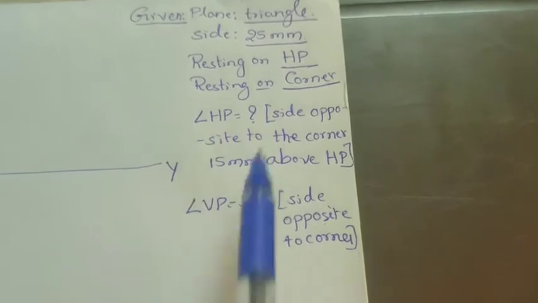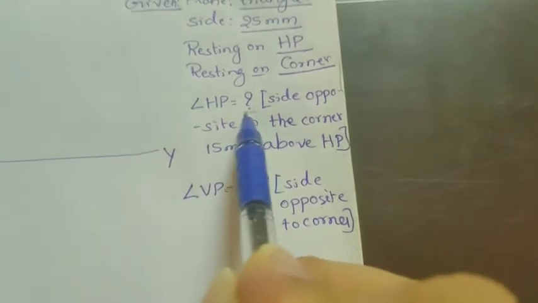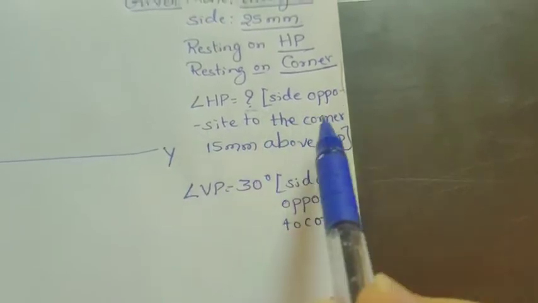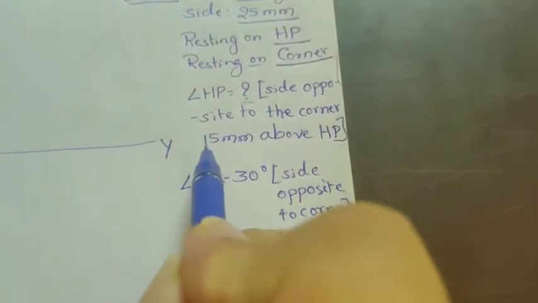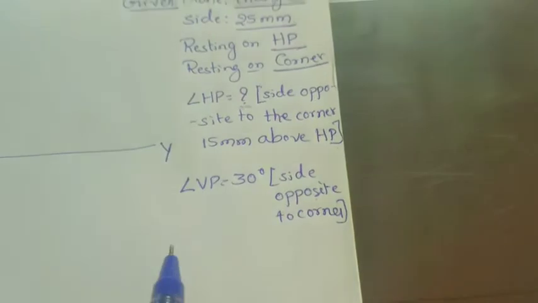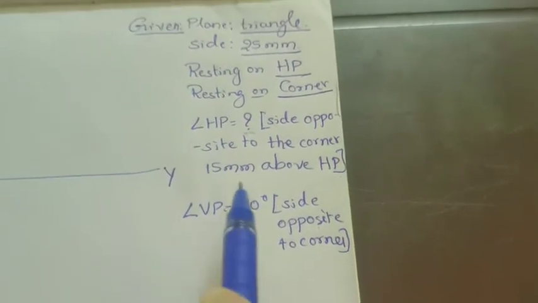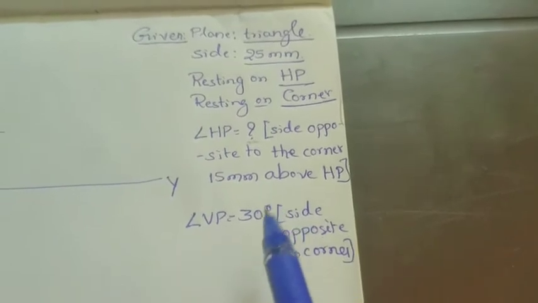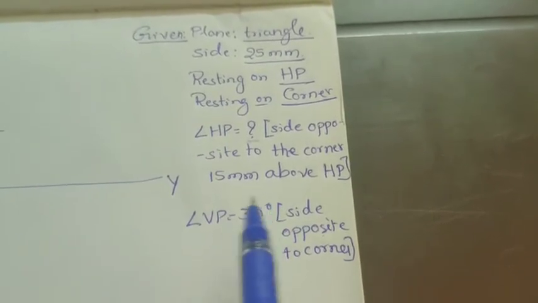And angle with respect to HP is not given. This is not given, but something else is given. Side opposite to the corner is 15 mm above HP. They have given it. 15 mm above HP means 15 mm above XY line. We have to consider that.